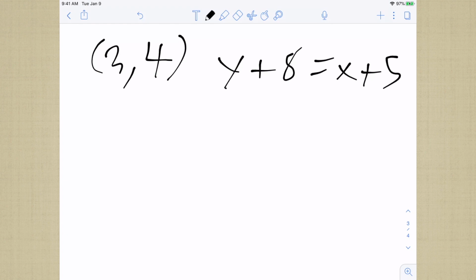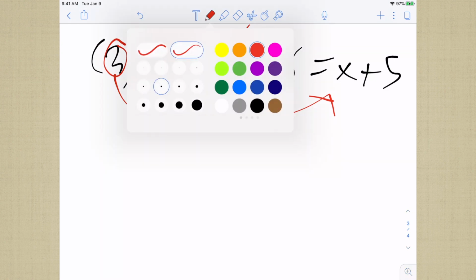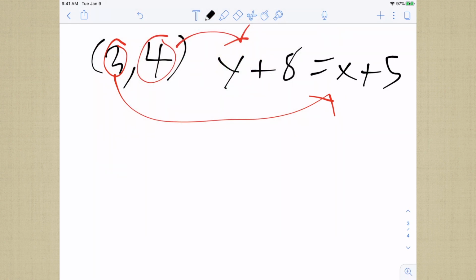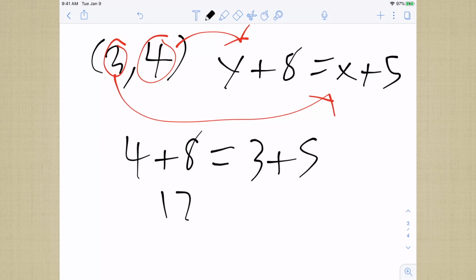So we want to substitute in our values. So let's do that. Your x value is 3, so you have 3. Okay, you know what? I'm going to make sure they're on the same side. So you have 4 plus 8 equals 3 plus 5. Does 12 equal 8? 12 does not equal 8, so this is not true.